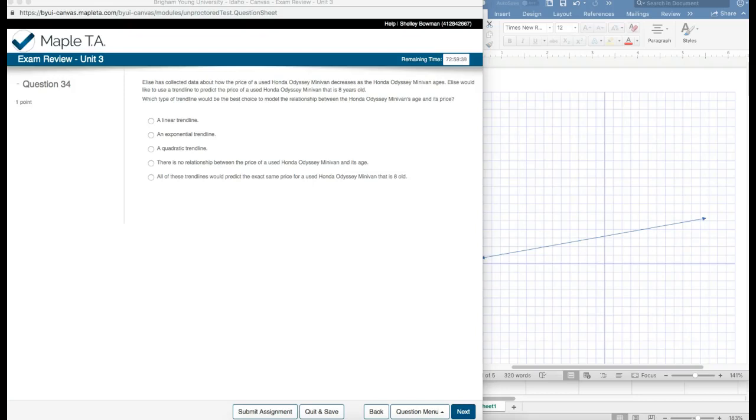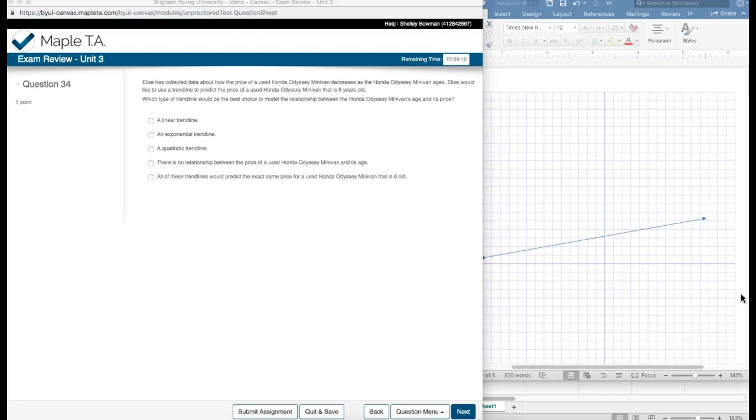Maple TA Exam Review Unit 3, question number 34. Elise has collected data about how the price of a used Honda Odyssey minivan decreases as the Honda Odyssey minivan ages. Elise would like to use a trend line to predict the price of a used Honda Odyssey minivan that is 8 years old. Which type of trend line would be the best choice to model the relationship between the Honda Odyssey minivan's age and its price?